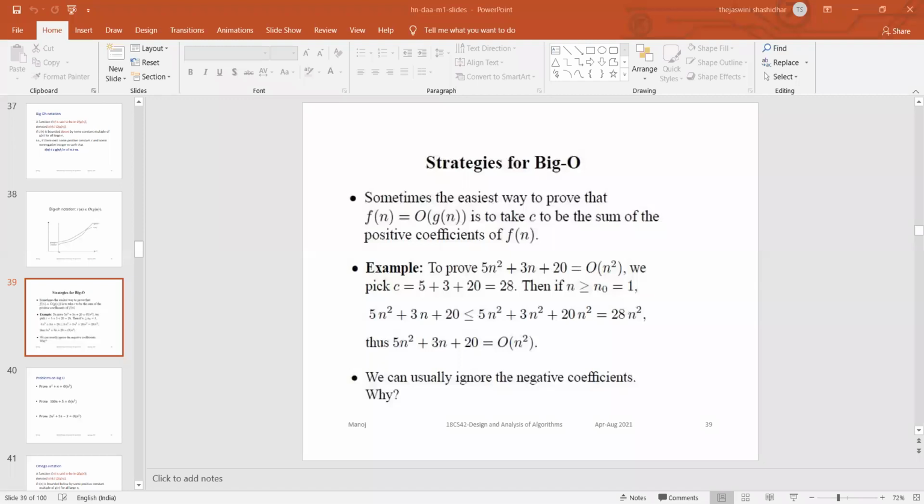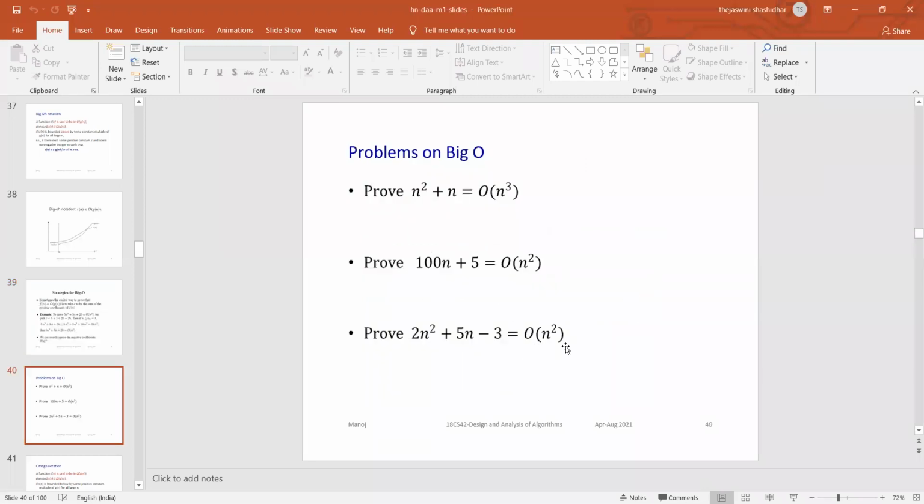What is G of n? G of n is n square. Okay, good. What is the constant C? Constant C is 28. Okay, good. So you have to write that particular thing. Now you come to the next problems.